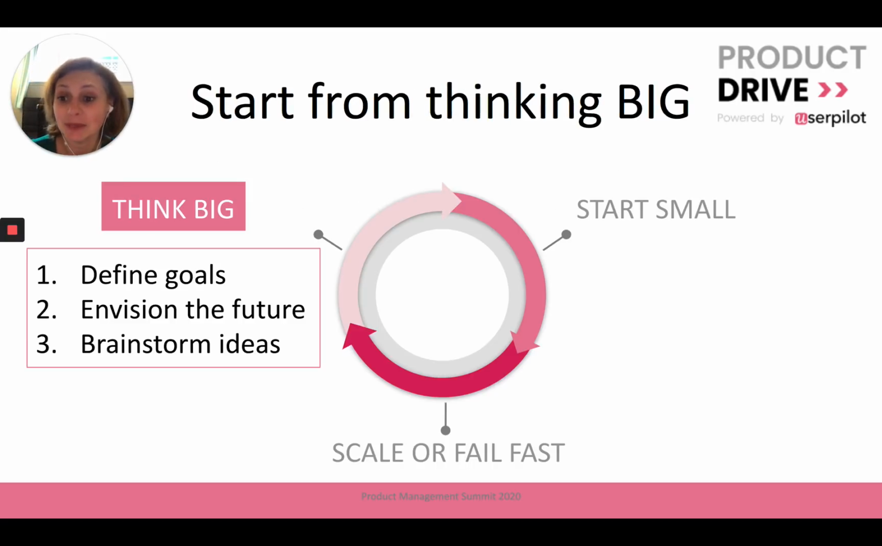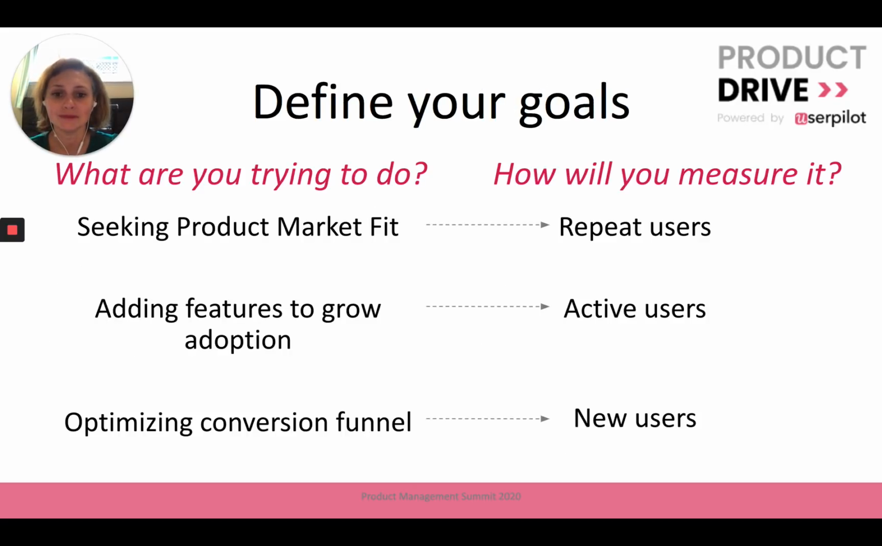Start from thinking big. So what does that really mean, right? Sort of like a cliche title. But really thinking big is about three things. Number one, being crystal clear on your goals and what you're trying to do. Number two, based on these goals, envisioning the best, biggest case scenarios that could happen. And number three, from that scenario and that sort of exciting future, brainstorm a bunch of different ideas. So let's talk one by one about these three. Number one, defining your goals.